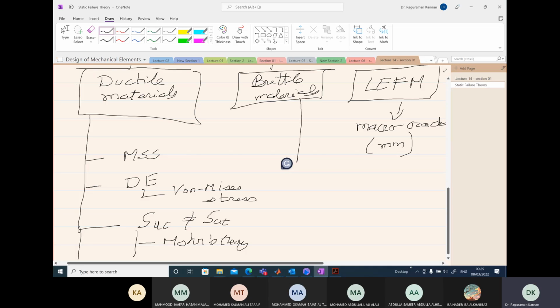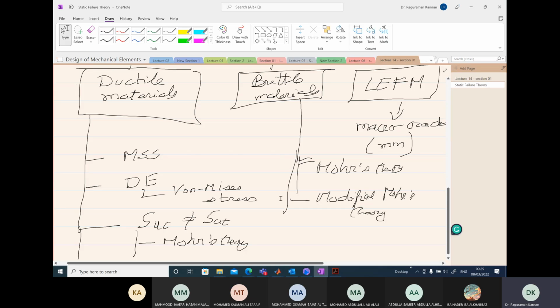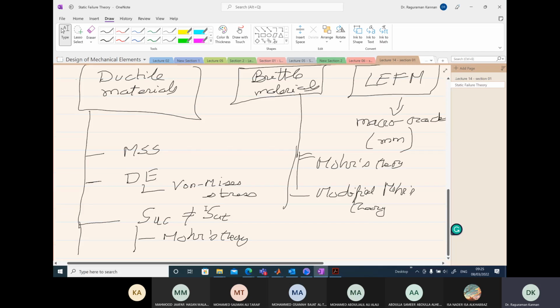In the case of brittle materials, you have Mohr's theory again. Then you also have modified Mohr's theory. If you take the most recent version of your book, you may have some extra failure theories given there for ductile materials. You can go through that as well, but I will not go through those particular theories.